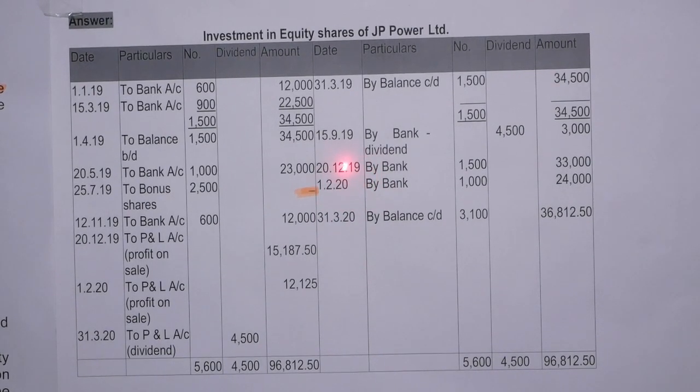On 20th December 2019, Mr. Vijay sold 1500 share at the rate 22 per share. So by bank sale of share 1500 into 22, then we get 33,000. And on 1st February 2020, Mr. Vijay sold 1000 share at the rate 24 per share. So 1000 into 24, then we get 24,000.